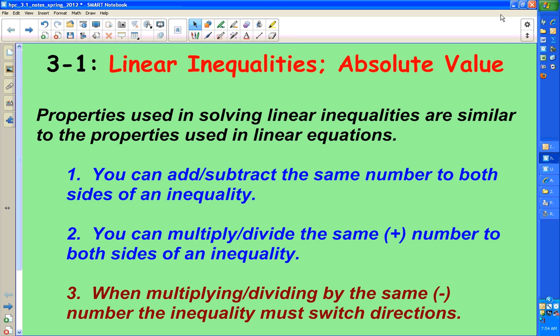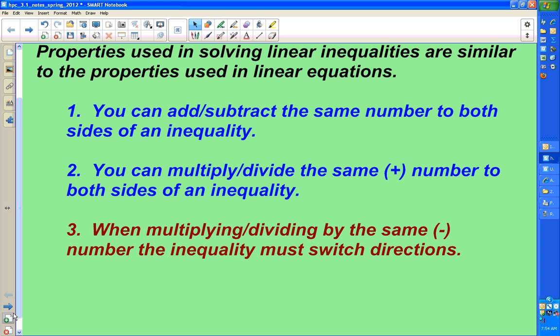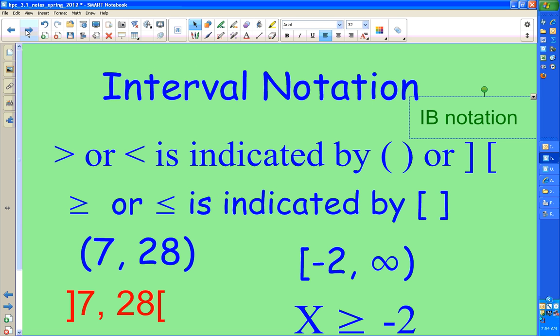You've done solving linear inequalities for a long time, all the way back to pre-algebra. You know that solving them is pretty much the same. Number one here, you can add and subtract both sides, nothing changes. You can multiply and divide both sides by the same positive number, nothing changes. The only exception is when you multiply or divide both sides by a negative, then you have to reverse the direction of your inequality. Greater than, make it a less than, and so forth. So nothing really out of the ordinary here.